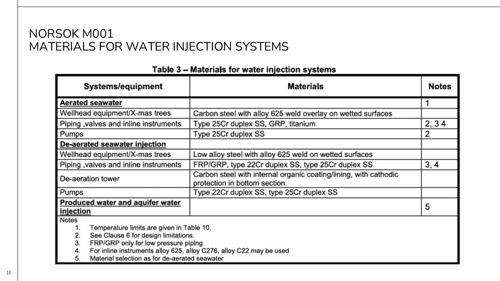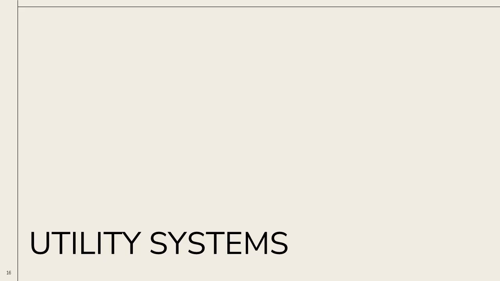In summary, material selection depends on the oxygen content and pressure conditions of the water being injected. Duplex stainless steels, carbon steel with protective overlays, and GRP are common choices to ensure durability and corrosion resistance. Material selection for utility systems.